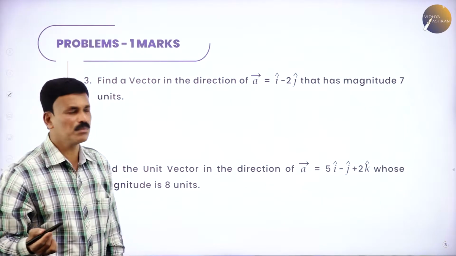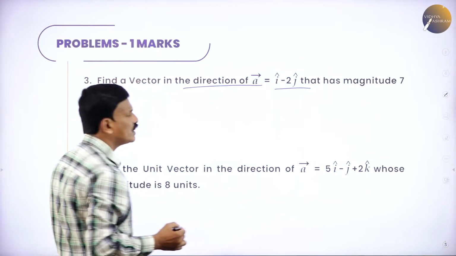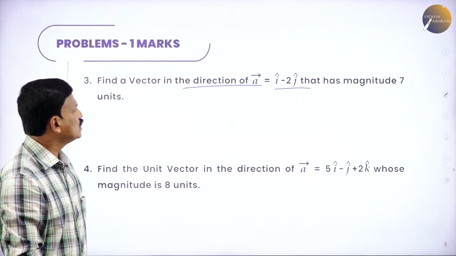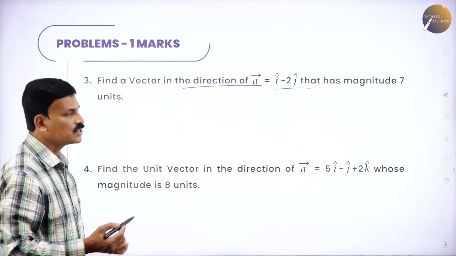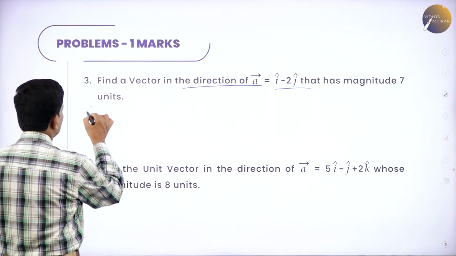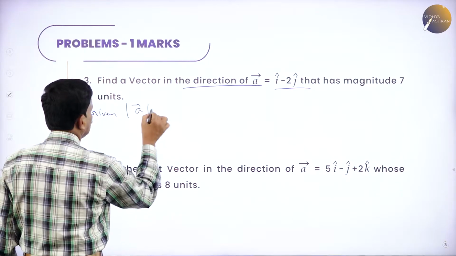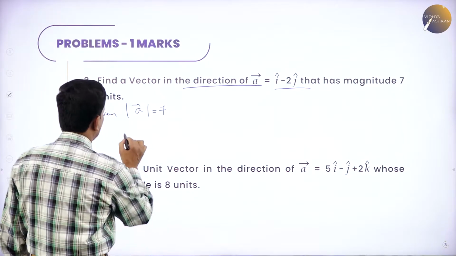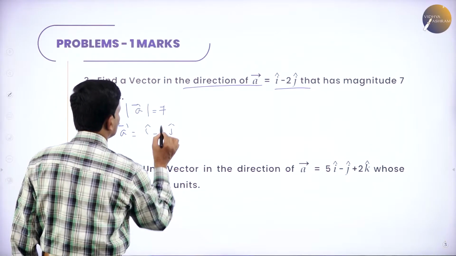Now come to the next problem. What is the problem? Find a vector in the direction of vector A equals i minus 2j that has a magnitude of 7 units. So magnitude is given, we want to find out the vector. What is given? Given: length of vector A is equal to 7 units and vector A is equal to i minus 2j.